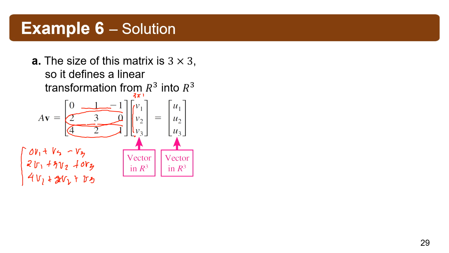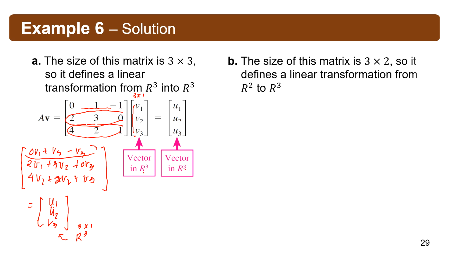So in here, we can say that the whole of this, let's just simplify that to u sub 1, and then the next is u sub 2, u sub 3. So what we created is a 3 by 1. So this is now what we call a vector or real number in R3 because there are 3 components, okay? So from R3 to R3. What about the next one?